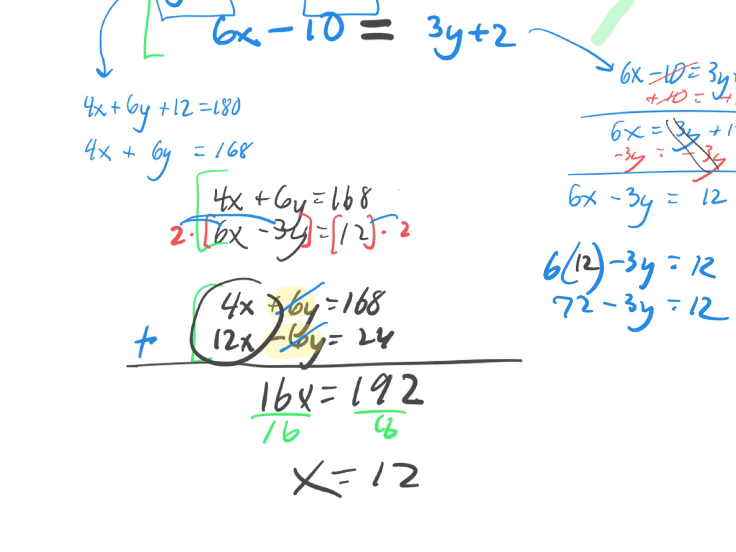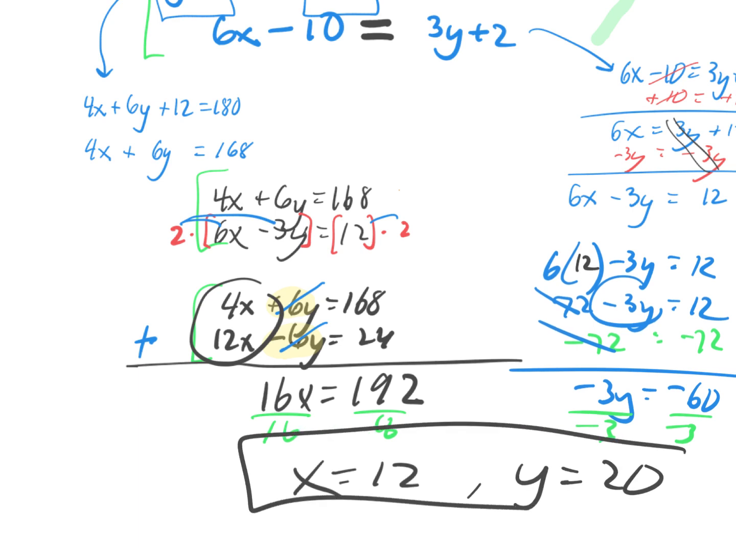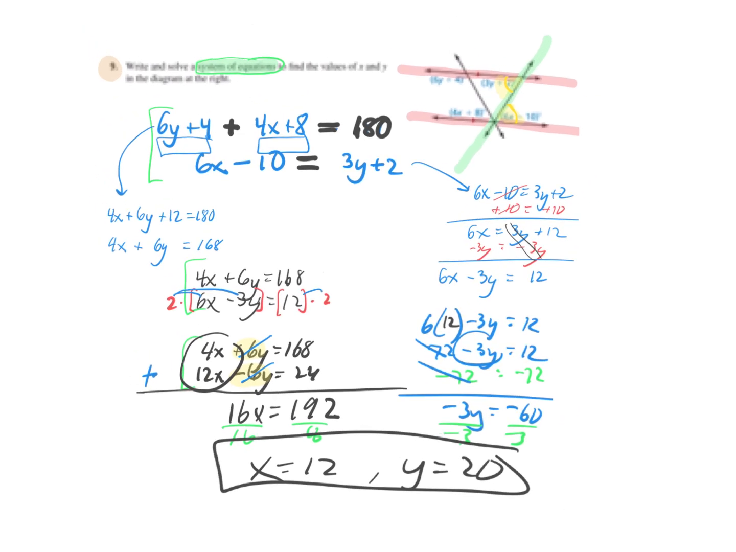We'll subtract 72 from both sides. And then 72 minus 72 is 0. That leaves us with negative 3y equals negative 60. So when we divide both sides by negative 3, y is equal to 20. This is how we do number 9.